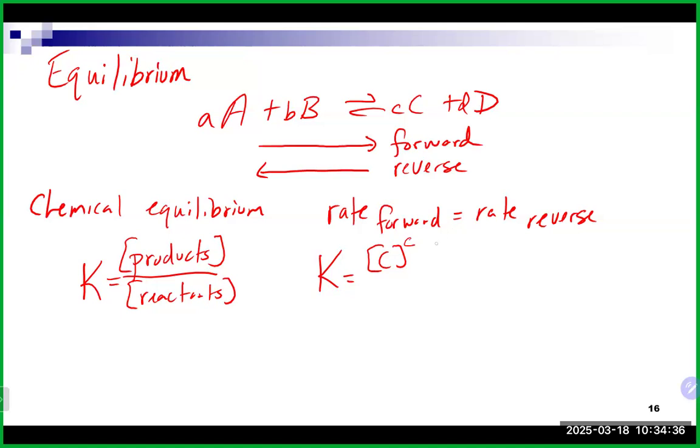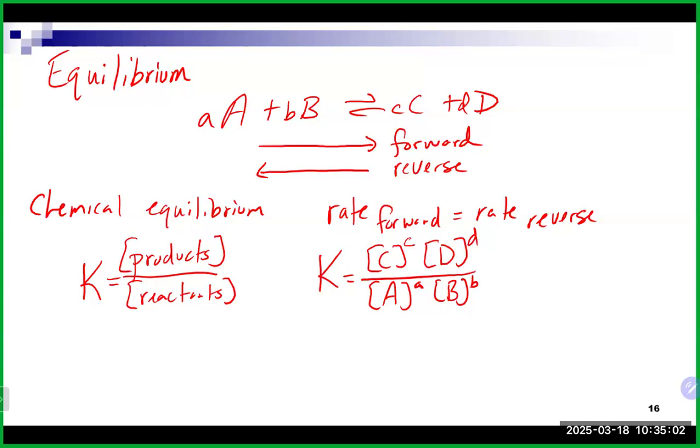So the concentration of C to the C, concentration of D to the D, and A to the A, and B to the B. So we do take the coefficients from the balanced equation. They do become the exponents when we do this. Now, K is one of the few things in chemistry that usually does not have units associated with it. So it is just a number.